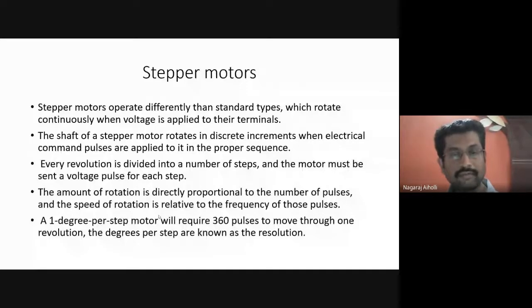A 1 degree stepper motor will require how many pulses? If it is a 1 degree step, how many steps will it require? 360 degrees, or 360 pulses. One pulse makes the rotor rotate by 1 step. So 360 pulses, 360 degrees or 360 steps. This degrees per step rotation is called resolution. There is a particular terminology for the amount of degrees rotated per step. For 60 degrees per step, that is the resolution, we call it 60 degrees. So the amount of degrees per step is known as the resolution.